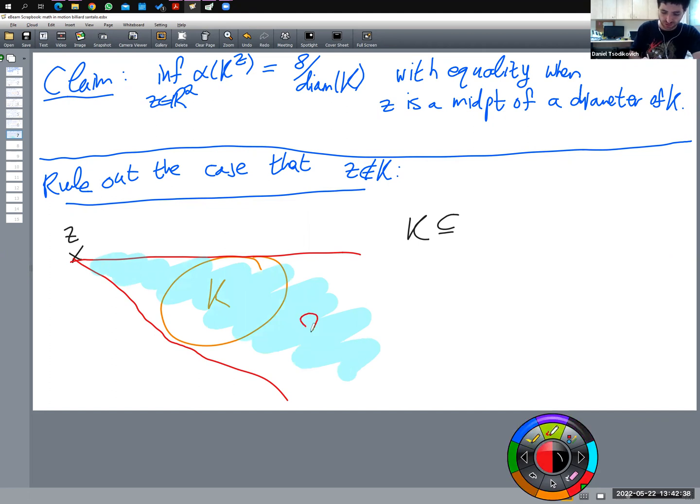Let's denote this sector S. So we have inclusion K is contained in S. So then this gives you a reverse inclusion when passing through a dual. So passing to the dual is an operation that reverses inclusion. So the dual of S is contained in the dual of K. But since I take the dual of S with respect to the vertex of it, this is also a sector.